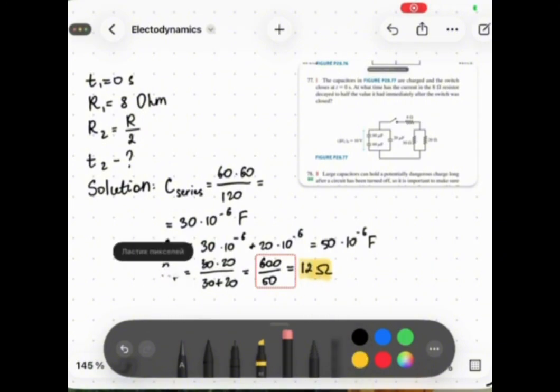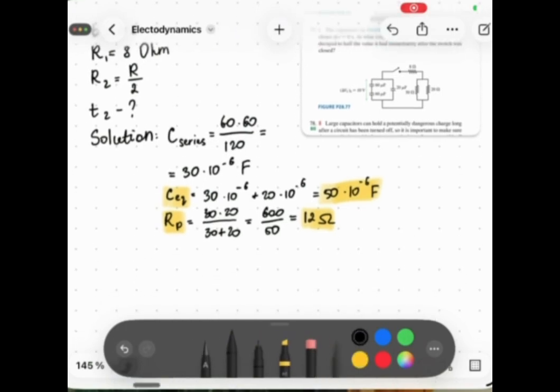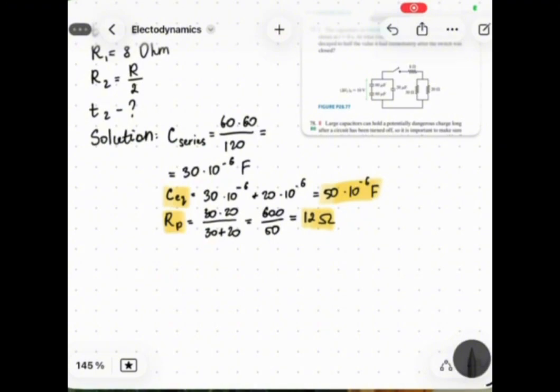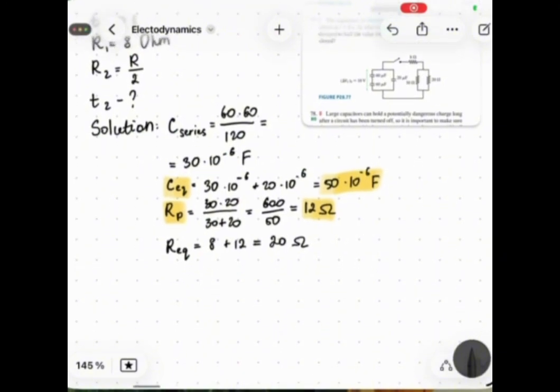Let me highlight it first. Then I have to add the resistors, which is really easy. I just add their values: 8 plus 12 equals 20 ohms. So we're at the finish. Let's solve for the time now.